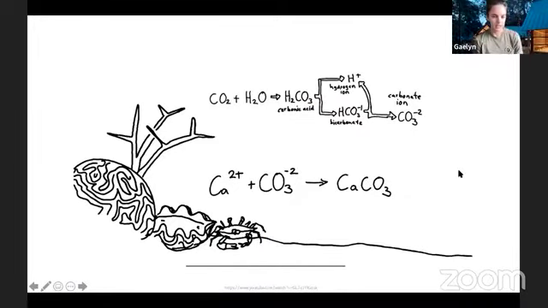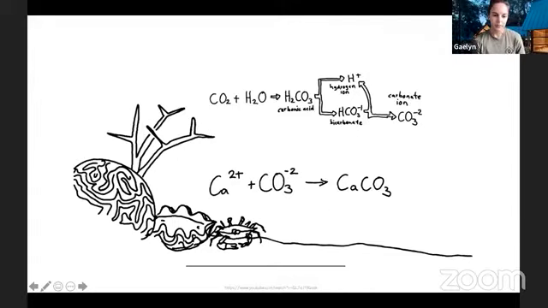So this is just another depiction of the carbonate cycle. You have your CO2 and your water, and then you get your carbonic acid and your hydrogen, your bicarbonate, and then you usually get this lovely little carbonate ion. Then your carbonate is going to bond with your calcium, get that nice balance going there, and then you get calcium carbonate.